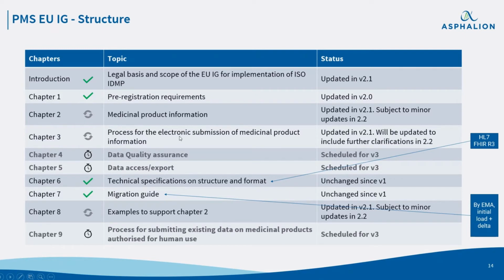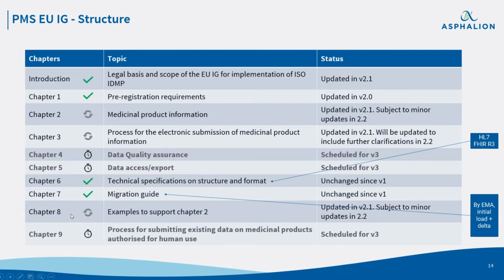And then in chapter 3, they describe the whole process: when you should report, how you should report, and the difference in the implementation for the centralized procedures and the non-centralized procedures. So mostly everything is covered in there, but there will be further clarifications in the new version of the guidance for sure.